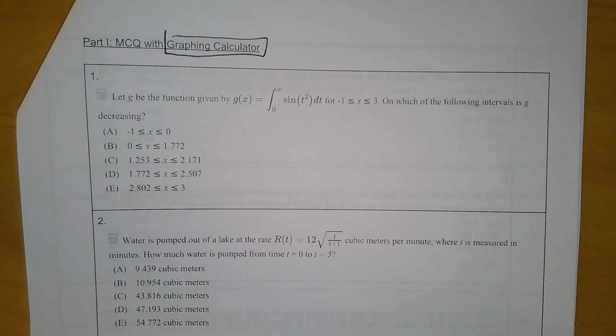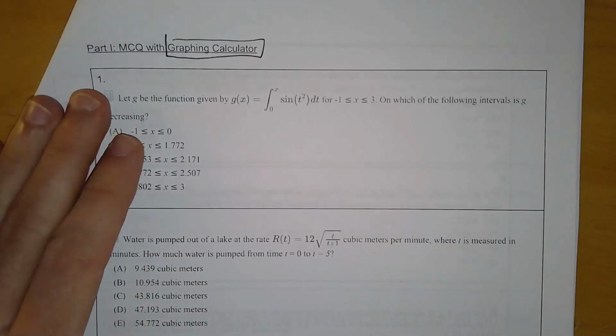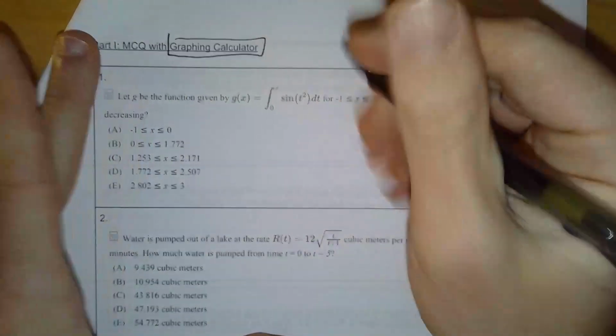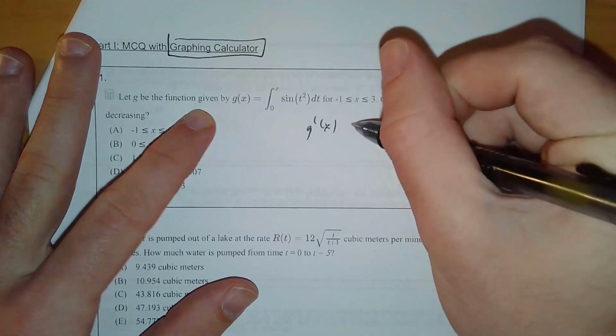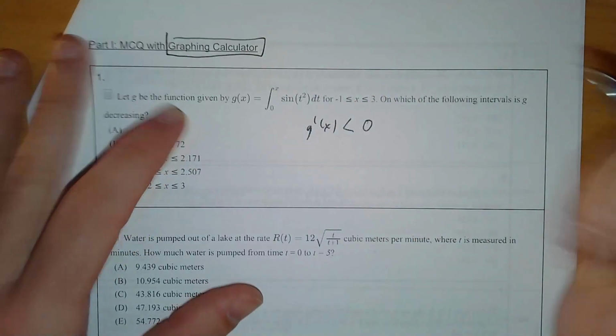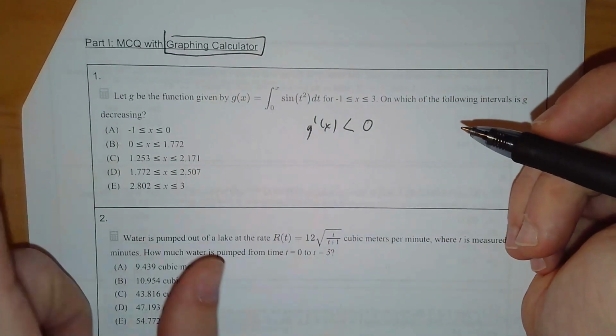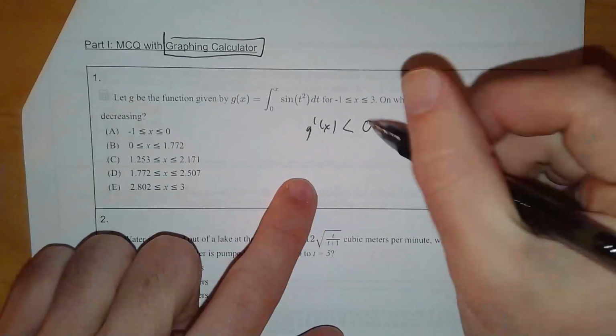Okay, so this is using the fundamental theorem of calculus and curve analysis. You know it's decreasing when its derivative is negative, right? When the derivative of g is negative, it is decreasing. These are the same thing. So I just need to find out where that's negative.